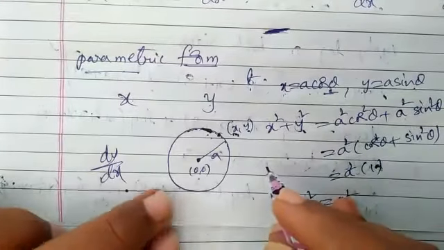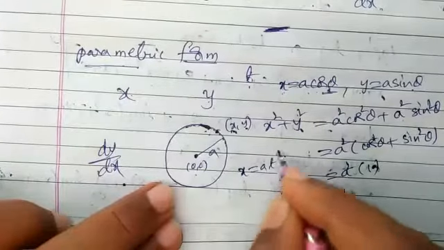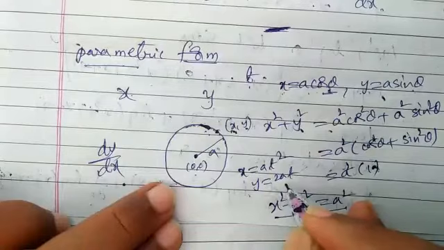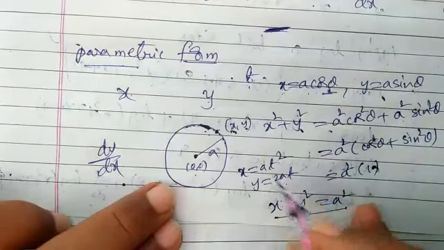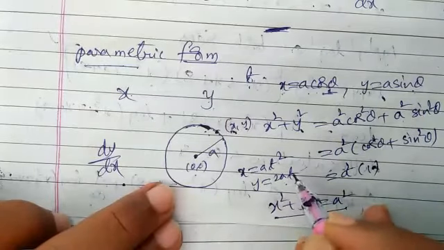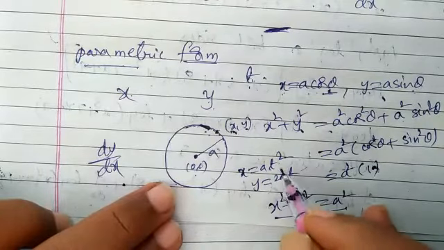do you have an idea? I don't know actually. If you remember, x is equal to a t square and y is equal to 2at, these two are the parameters of a parabola. If you remember, okay, no problem. If you don't remember, let it be.